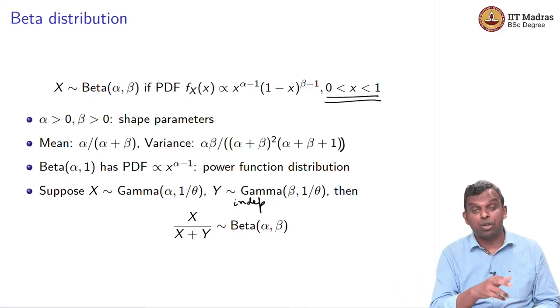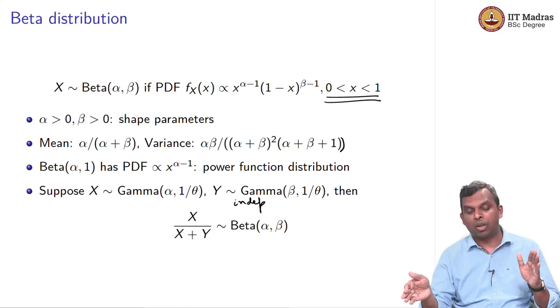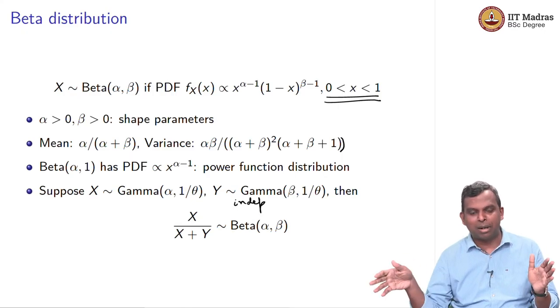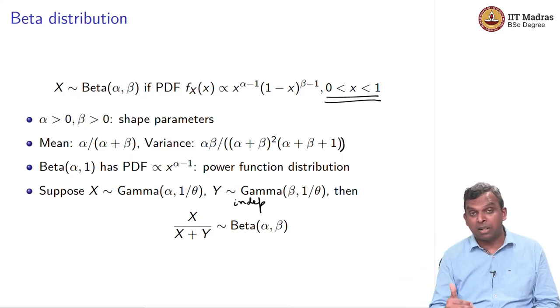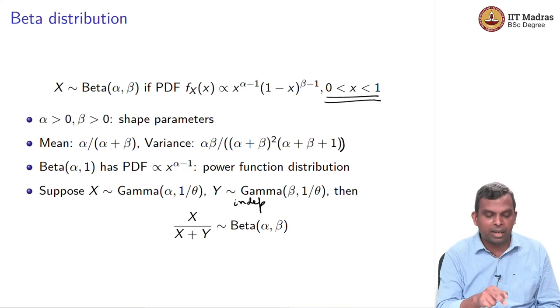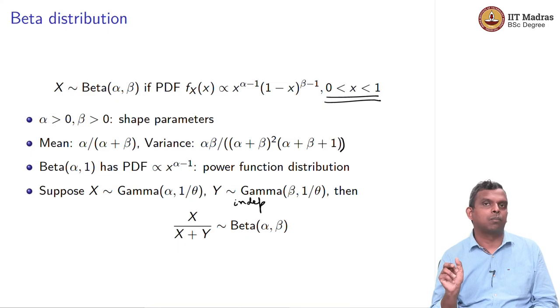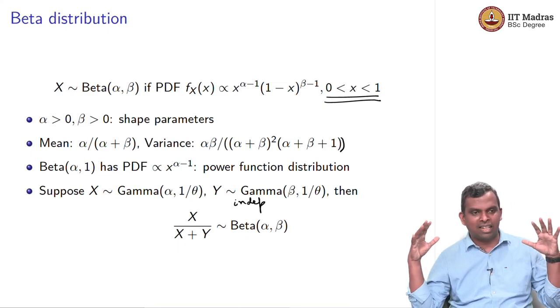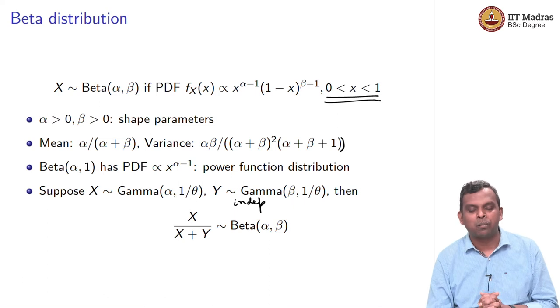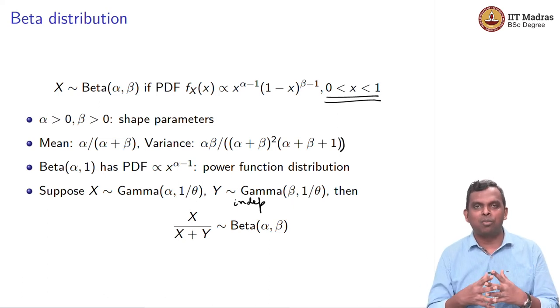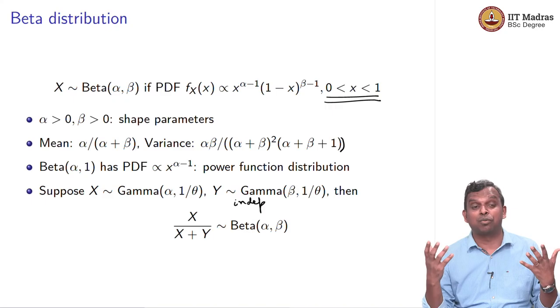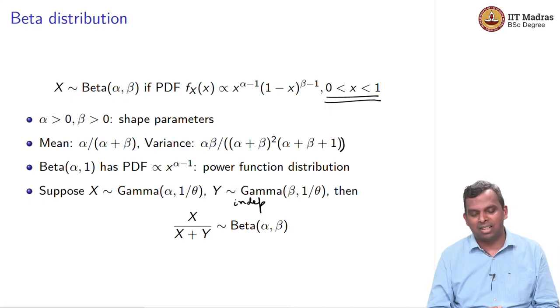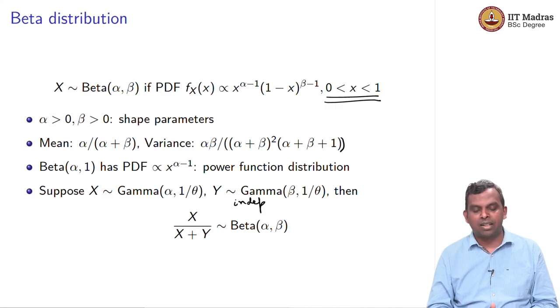Look at it. The gamma distribution takes values from 0 to infinity. That's what the two gamma distributions do. But if you do x by x plus y, you can have values only between 0 and 1, right? Remember, x by x plus y is always less than 1. So this is like the whole thing gets squished into 0 to 1. And given the various forms of it, it becomes actually a beta distribution. So it's proportional to this guy. Those are the sort of things one can prove.